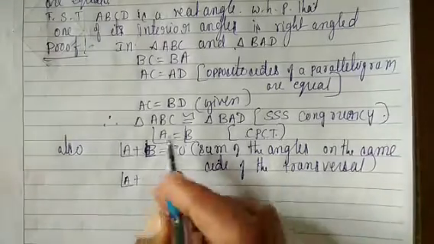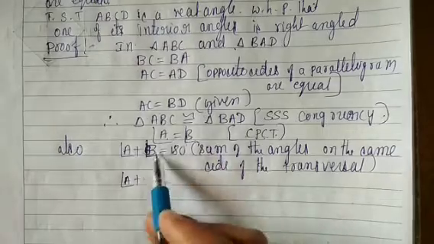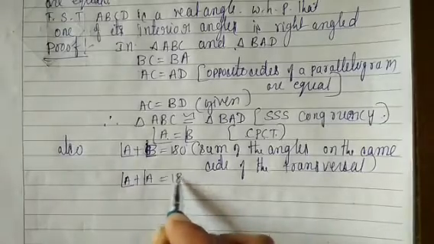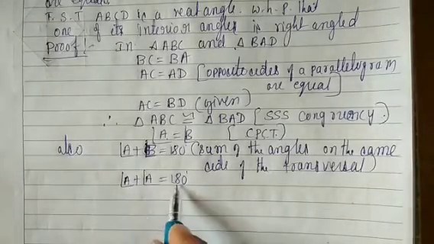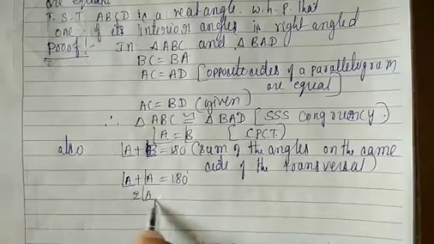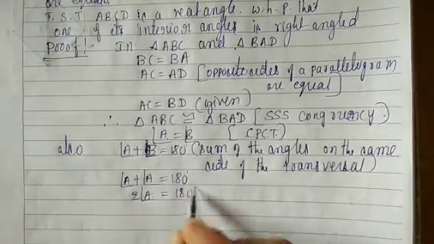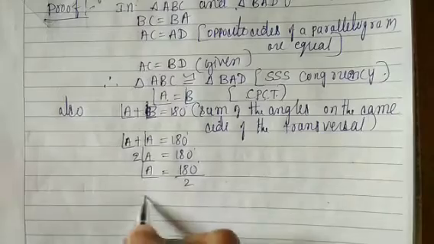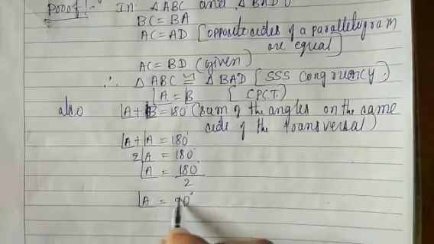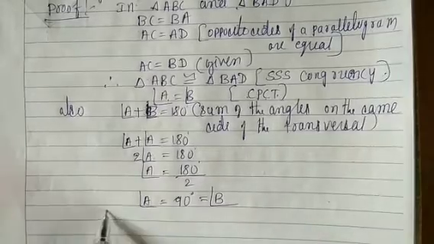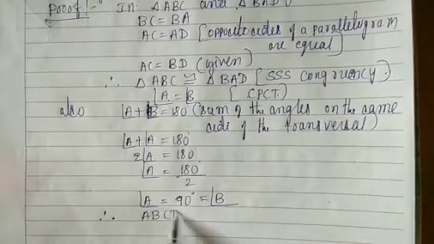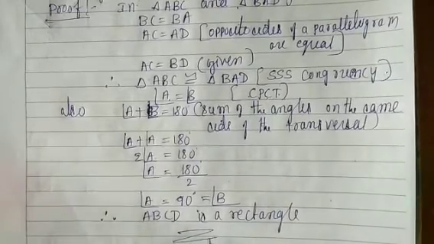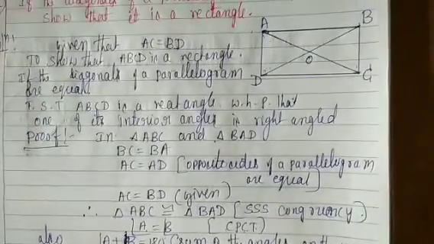Angle A is equal to angle B. So angle A plus angle A is equal to 180 degrees. 2 angle A is equal to 180 degrees. Angle A is equal to 180 degrees divided by 2. Angle A is equal to 90 degrees, which is equal to angle B. Therefore, ABCD is a what? Yes, rectangle. Hence proved.